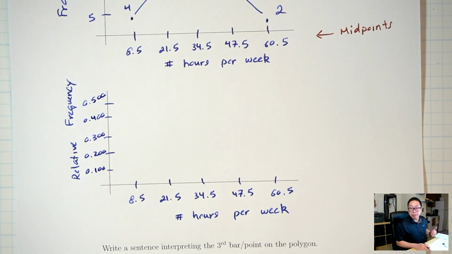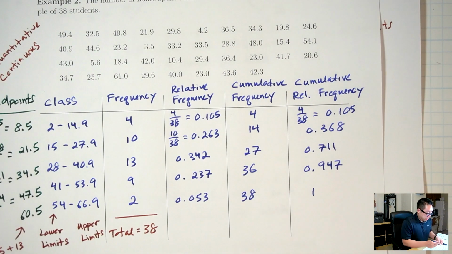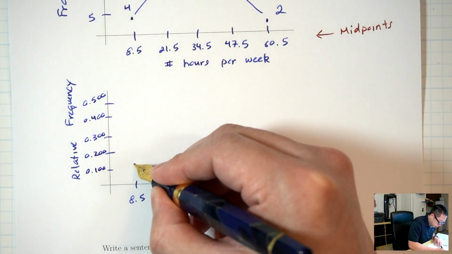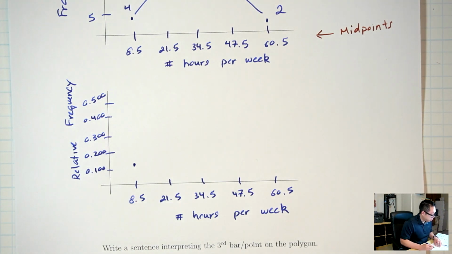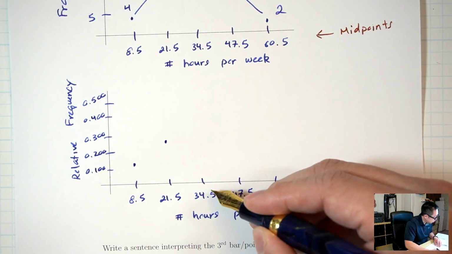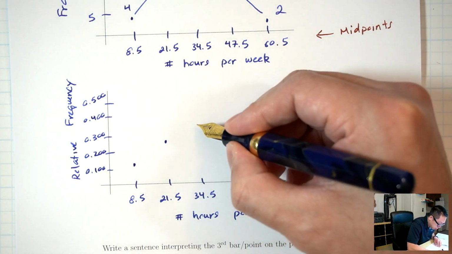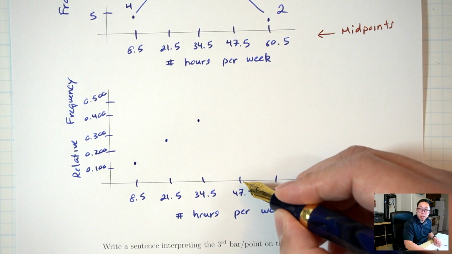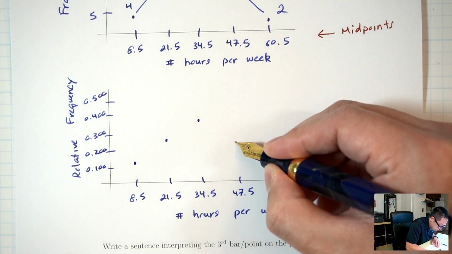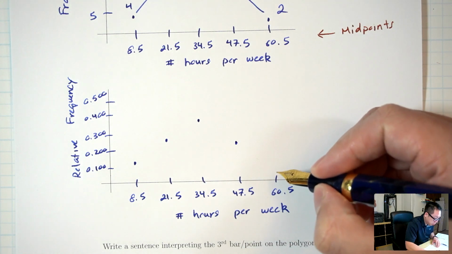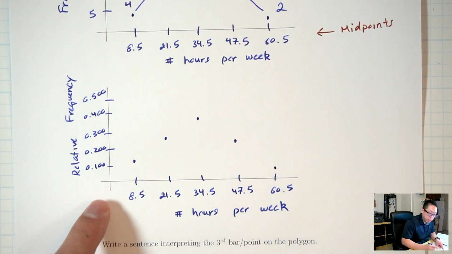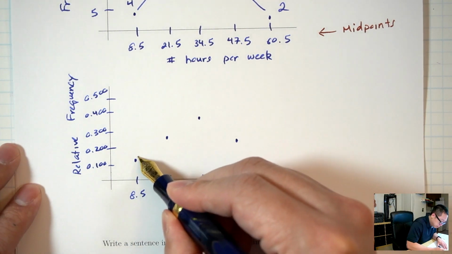And dots and lines. 8.5 is going to be 0.105. The next one is 0.263. The next one is 0.342. The next one is 0.237. And the last one is 0.053. So 0.053 is below 0.100. So that's down here. And then connect with lines.